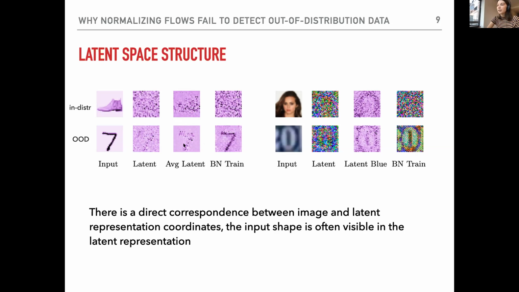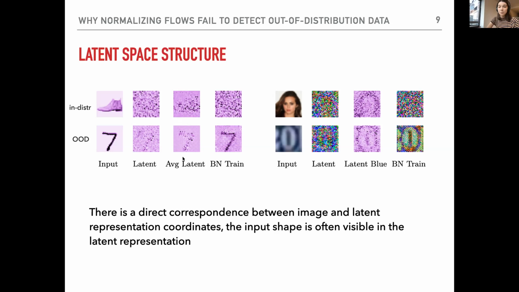So for example, this one is the representation averaged over different samples of dequantization noise. Dequantization noise is a very low magnitude noise that is added to the train inputs so that the image space is not discrete, but rather real valued. And if we take different samples of dequantization noise, which should not affect the model's output too much, and we average a lot of these noise samples, then we get this pretty visible shape of the input in the latent vector.